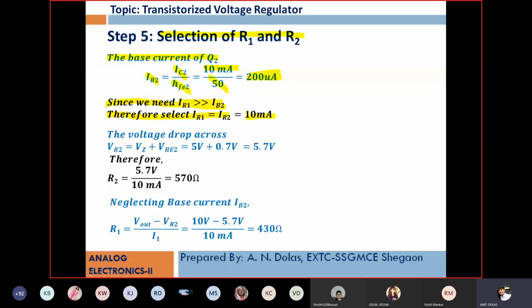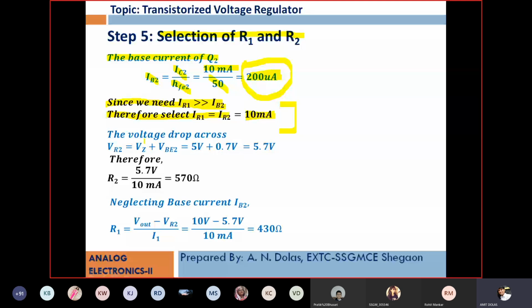If you choose 1 milliampere, still it is okay. If you choose 5 milliampere, still it is okay. It is not needed that you memorize 10 milliampere and take only 10 milliampere. You may choose the value of IR1 and IR2 in the milliampere range so that it will be very much greater than that of 200 microampere. I said that 1 milliampere is sufficient, 5 milliampere is sufficient, 10 milliampere is sufficient, 15 milliampere is also sufficient. So here we have chosen 10 milliampere.